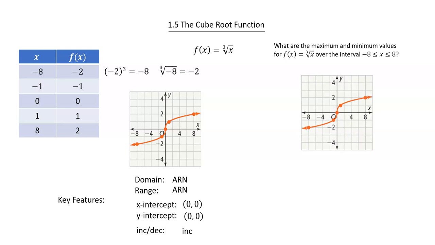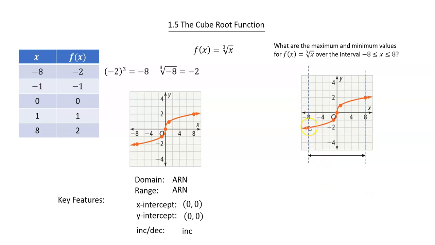One of the things we might want to do is look at maximum and minimum values within an interval. Maximum and minimum values are the y values in that interval. So what are the maximum and minimum values for f of x equals cube root of x over the interval x is between -8 and +8? So we want to look at that interval. Our lowest value is -8, our highest value is +8. So we're looking at the interval between those two values.